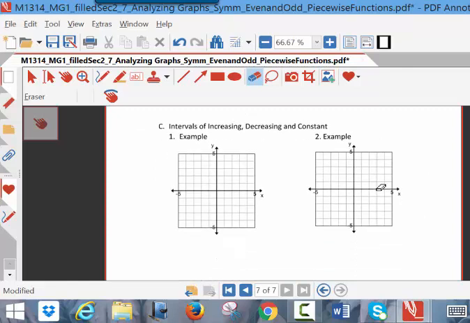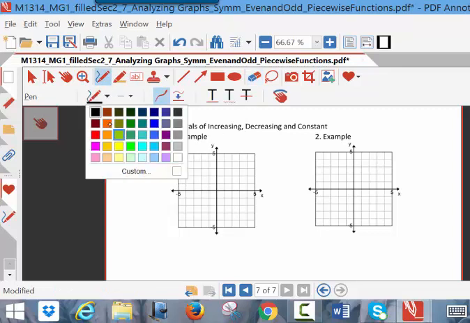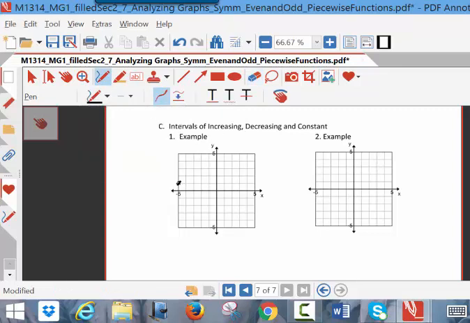Okay, intervals of increasing, decreasing, and constant. You're going to like this. This part's really quite easy. So if we do increasing, decreasing, and constant, I want you to just kind of duplicate my graph. So over here, put a point here. Okay, over at -5, 1.